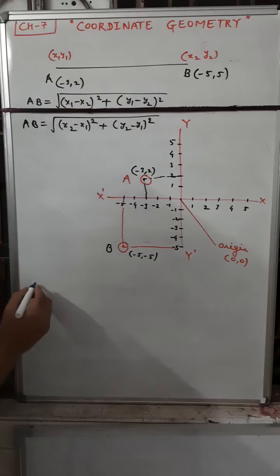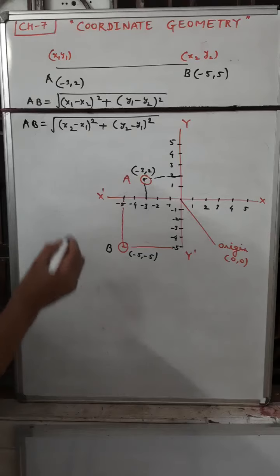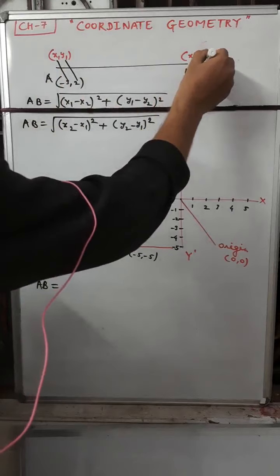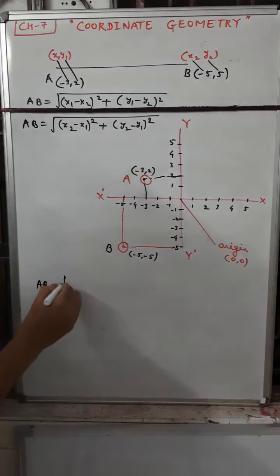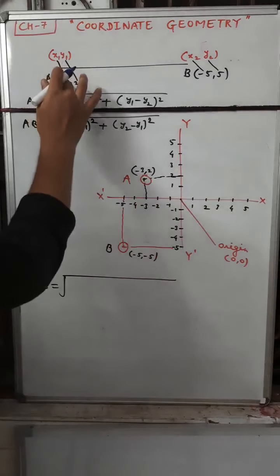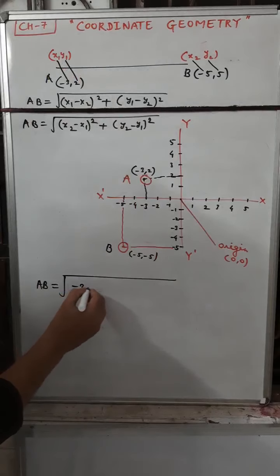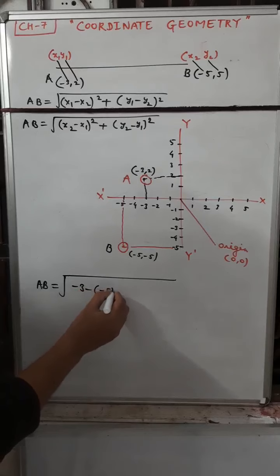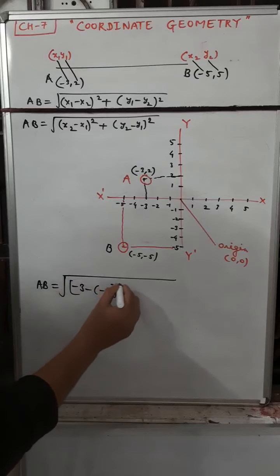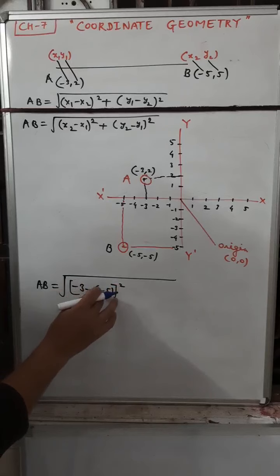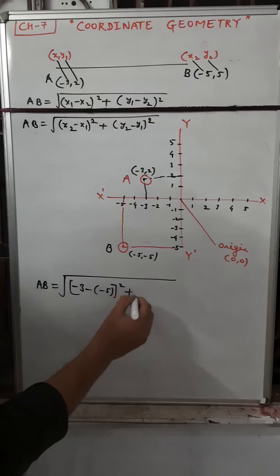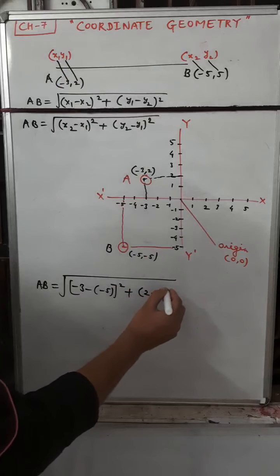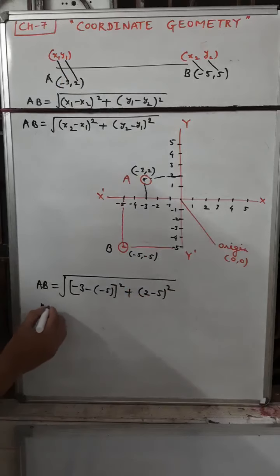So here we are calculating AB. It is x1, y1, x2, y2. Now put in the values. x1 minus x2: x1 is minus 3 here, minus x2, where x2 is minus 5, and that is whole square. That means x1 minus x2 whole square plus y1 minus y2 whole square, where y1 is 2 and y2 is 5. Now find the value.